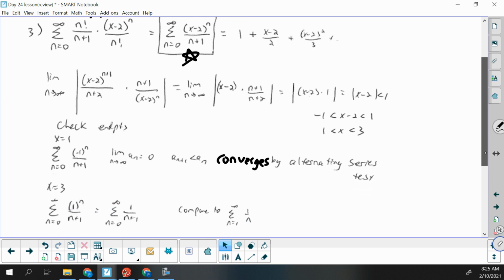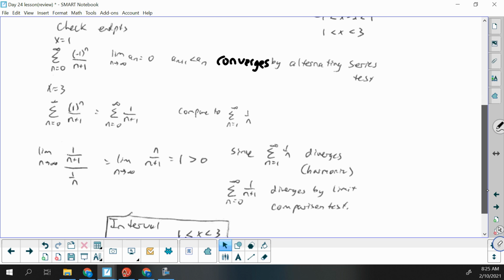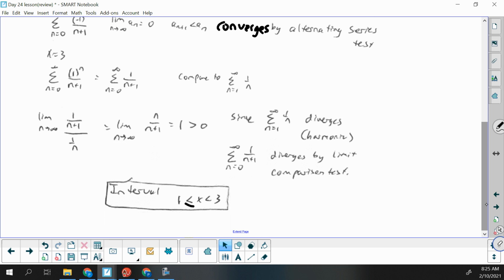When we sub in 3, we get positive 1 over n plus 1. So we're going to compare it to our harmonic. Our harmonic we know diverges. So if we do limit as n approaches infinity of them divided, we'll end up getting 1, which is a positive finite value, greater than 0. So therefore, we can say the one we were looking at, the 1 over n plus 1, diverges by limit comparison test. So our final interval of convergence includes the 1, but does not include the 3.